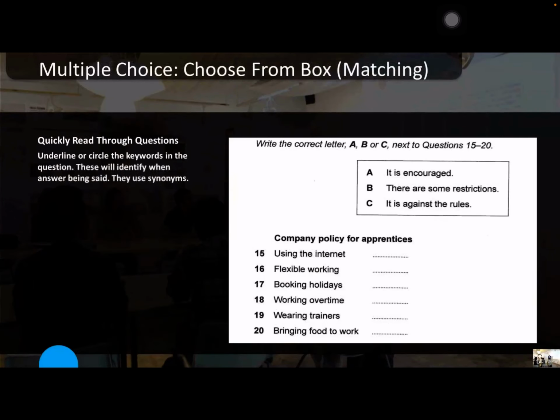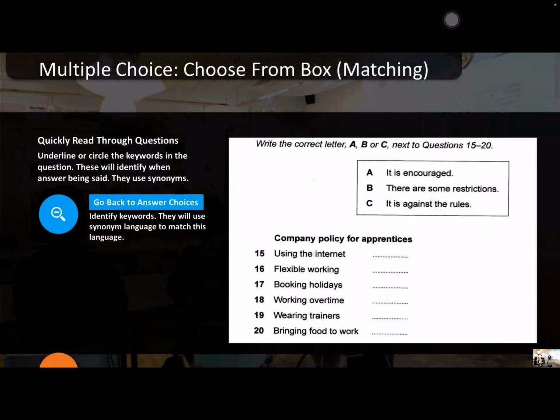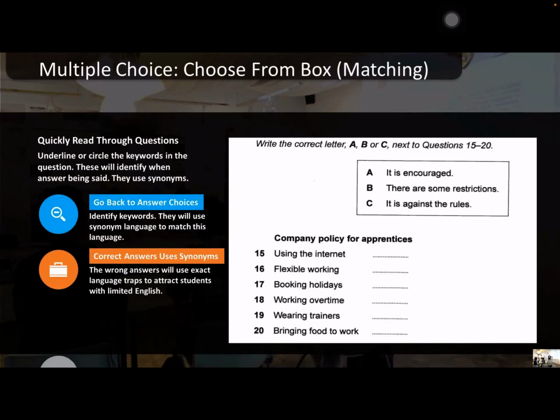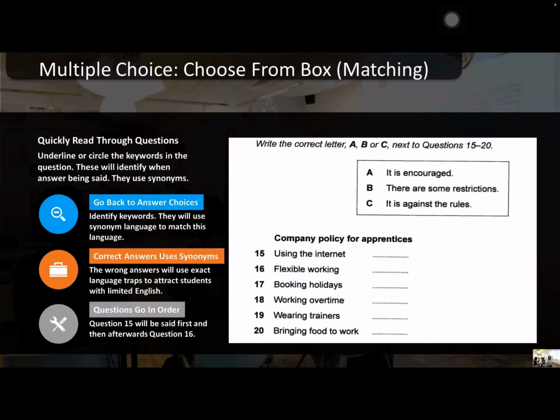And then finally, you have this type of multiple choice question where you have multiple choice selections in a box, and you have the questions below, and you have to choose A, B, or C as the match for that particular question. Right? Okay.